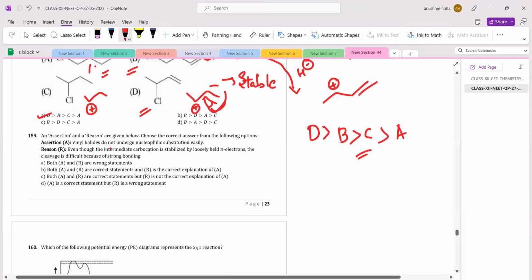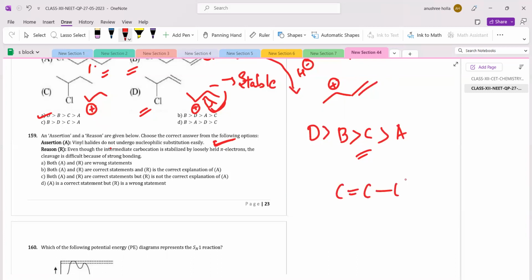An assertion and a reason are given below. Choose the correct answer from the following options. The assertion is: vinyl halides do not undergo nucleophilic substitution easily. Yes, a true statement. Just now we have discussed this, right? So vinyl halide is a halogen group bonded to a carbon-carbon double bond. So this is your vinyl halide.